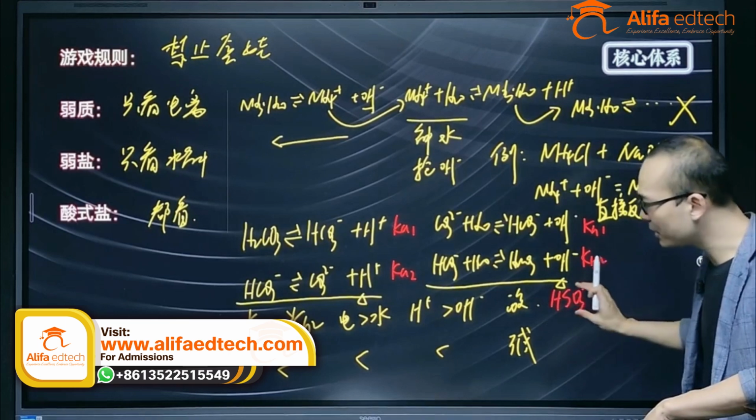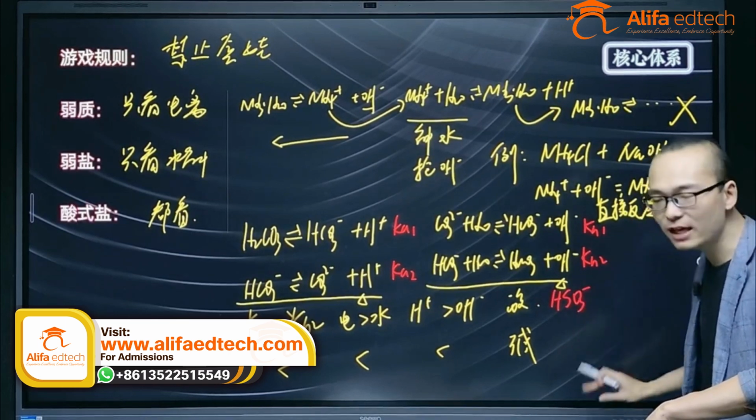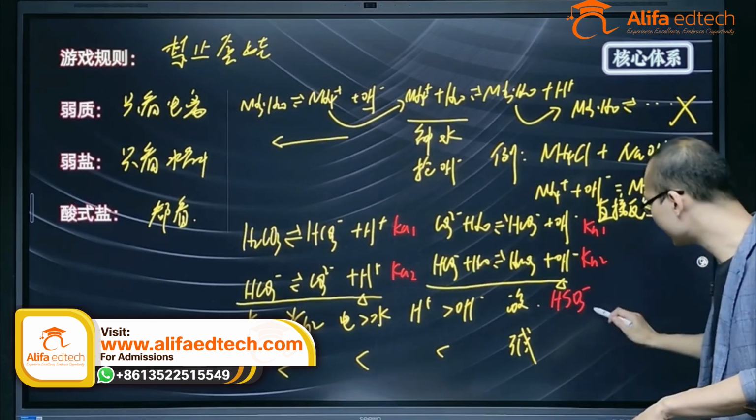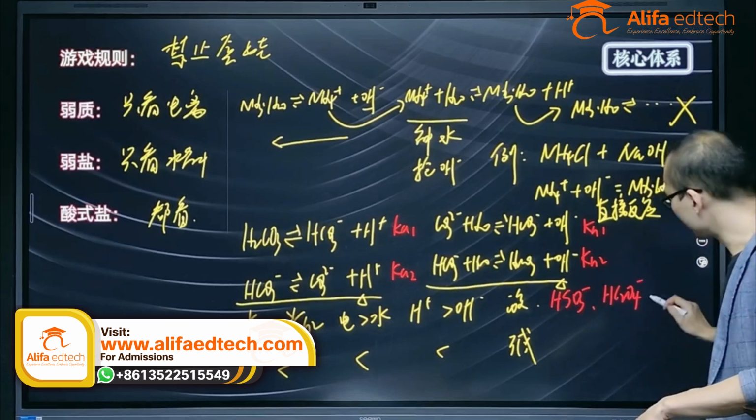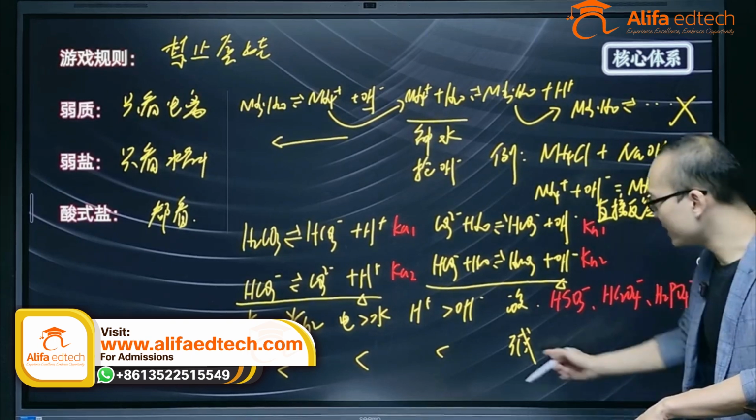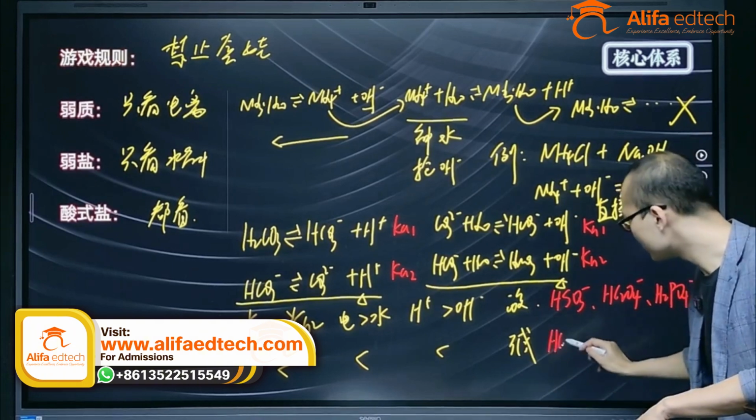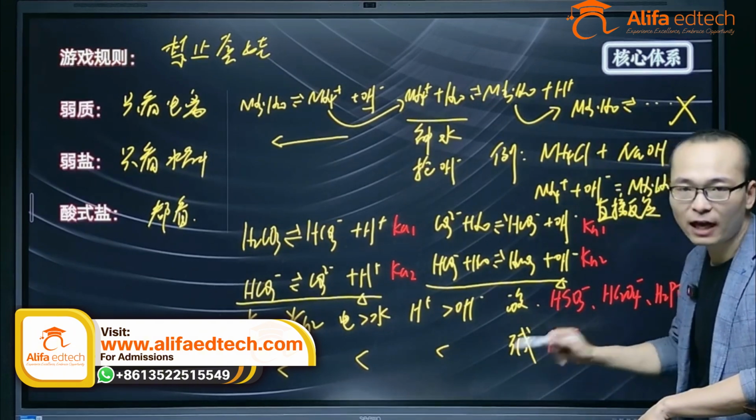Besides this, what else? Hydrogen oxalate and dihydrogen phosphate. Good, so what about alkaline properties? The sodium bicarbonate we just mentioned is actually alkaline. Its hydrolysis is greater than ionization. Good, who else? Hydrogen sulfide ions. Good, who else? Monohydrogen phosphate.